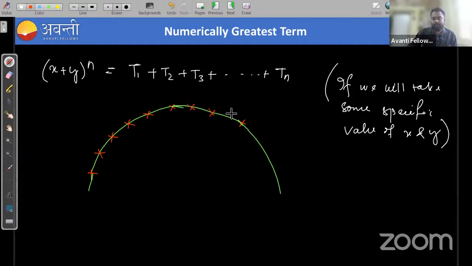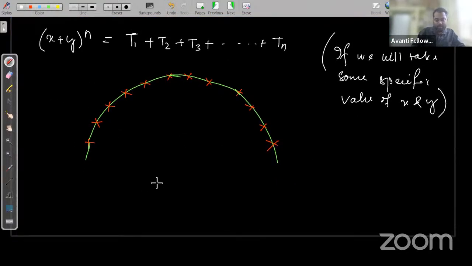Suppose these are my terms. If I ask you to find the term which is numerically greatest, what do you mean by numerically greatest? If I ask you one thing, take any number: minus 36 and 30. Which is greater actually? Obviously, you can say, sir, 30 is greater because it is positive and minus 36 is negative.